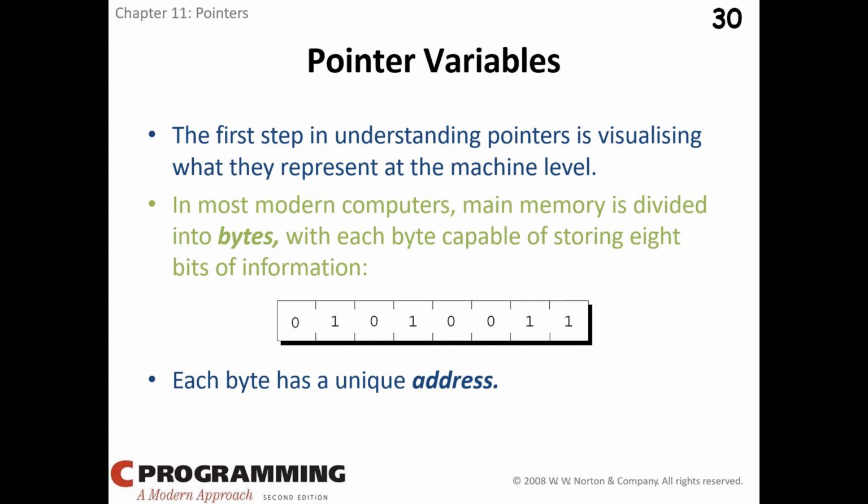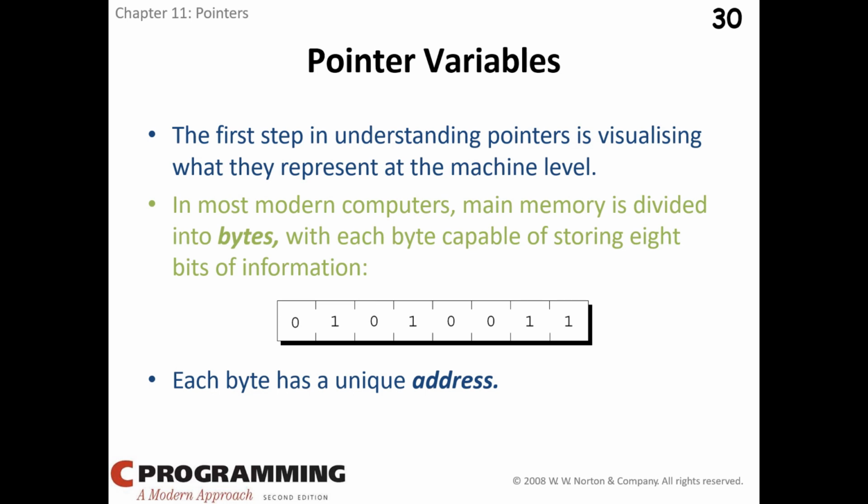Okay, so what makes C special compared to other modern programming languages such as Python, Java, or JavaScript? So C gives us, the programmers, the ability to manipulate variables through their memory address, or what we call pointers. And to understand pointer variables, it's crucial to know the representation at the machine level.